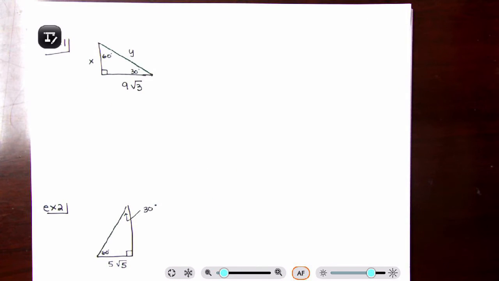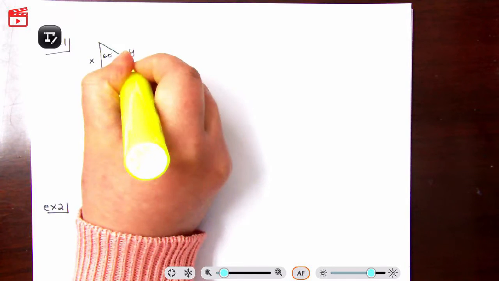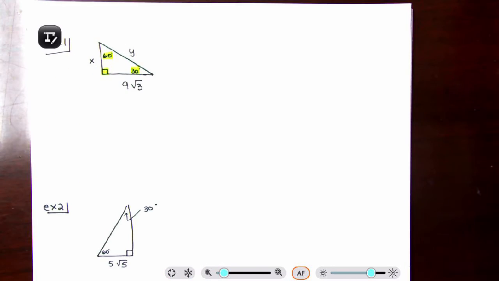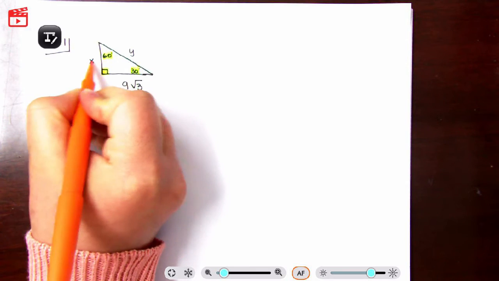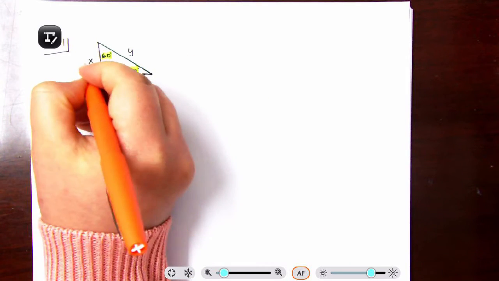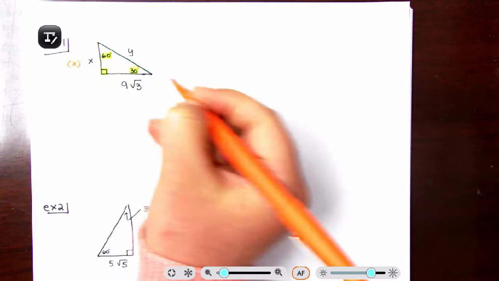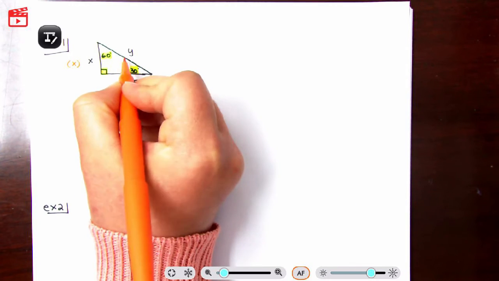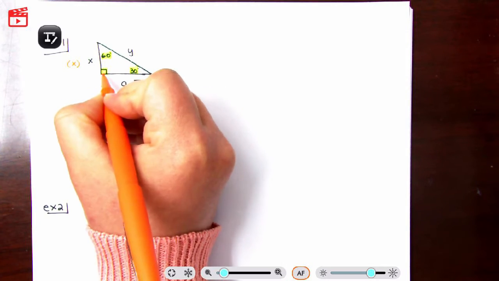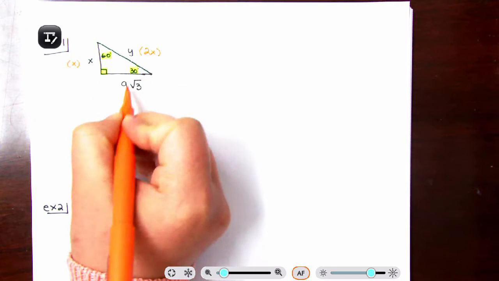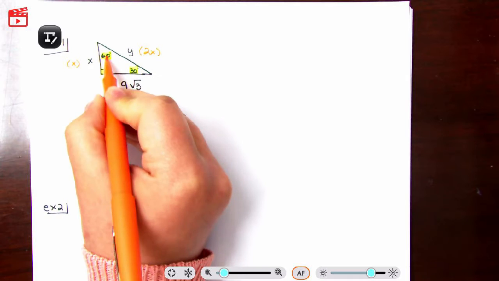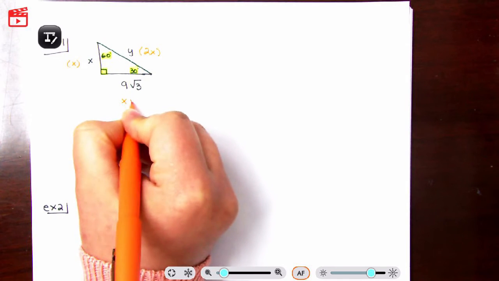Let's identify first what kind of triangle we have. We have a right triangle that is a 30, 60, 90. So I'm going to write in what we have. Across the street from 30, we have x. Across the street from the 90-degree angle, which is your hypotenuse, is 2x, and across the street from 60 is your x root 3.